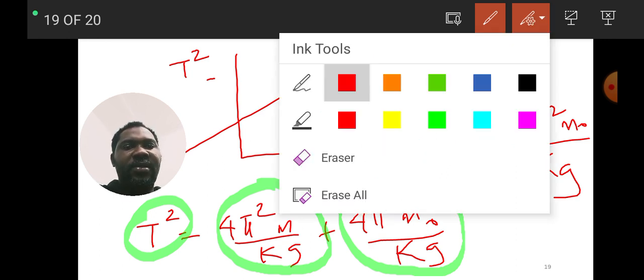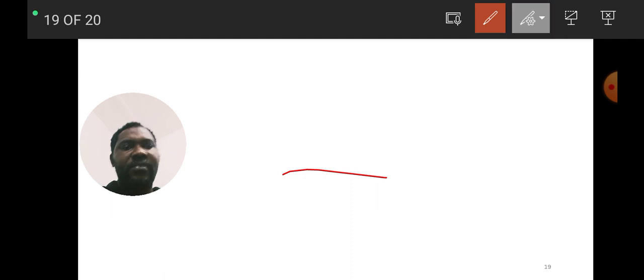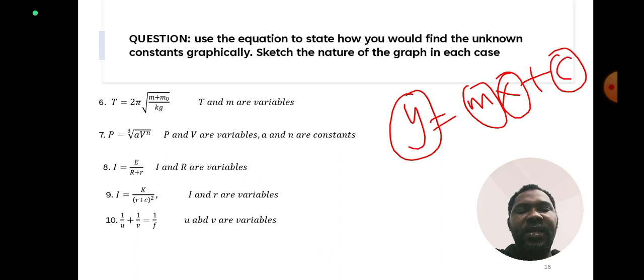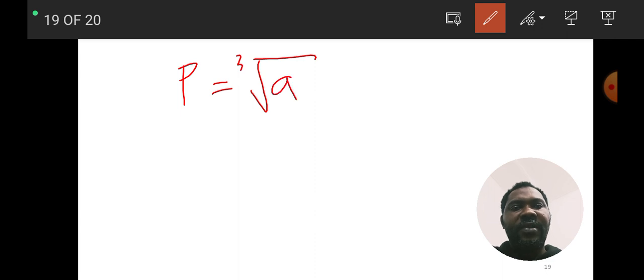So let's see others quickly. The next one here is P equal to cube root of a V raised to power n, and we are told that P and V are variables. We have P equal to the cube root of a, then V raised to power n. P and V are variables, the rest are constants. Now this is not looking like a straight line equation at all, so we must transform this to look like a straight line equation.